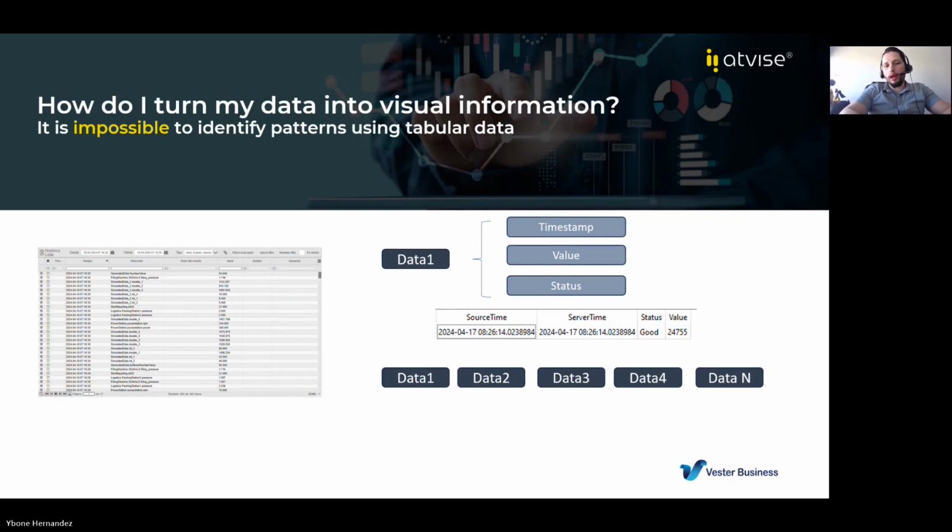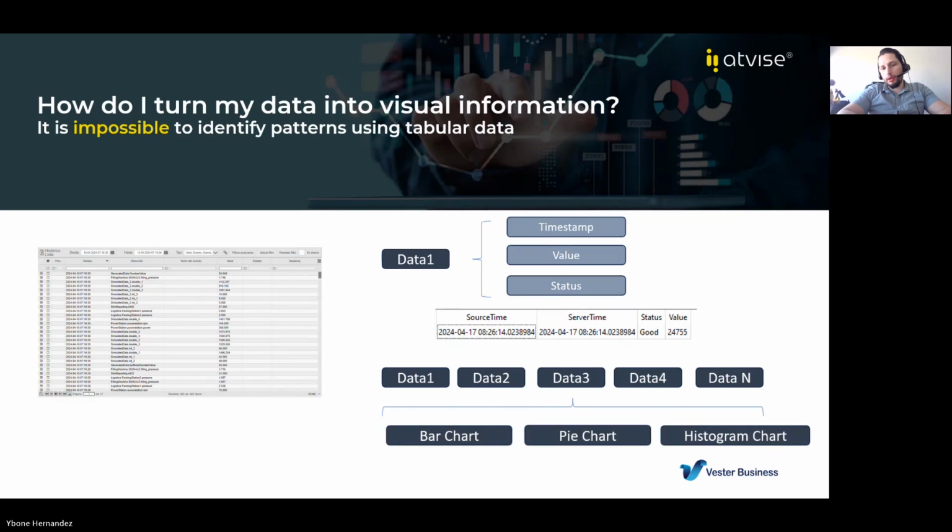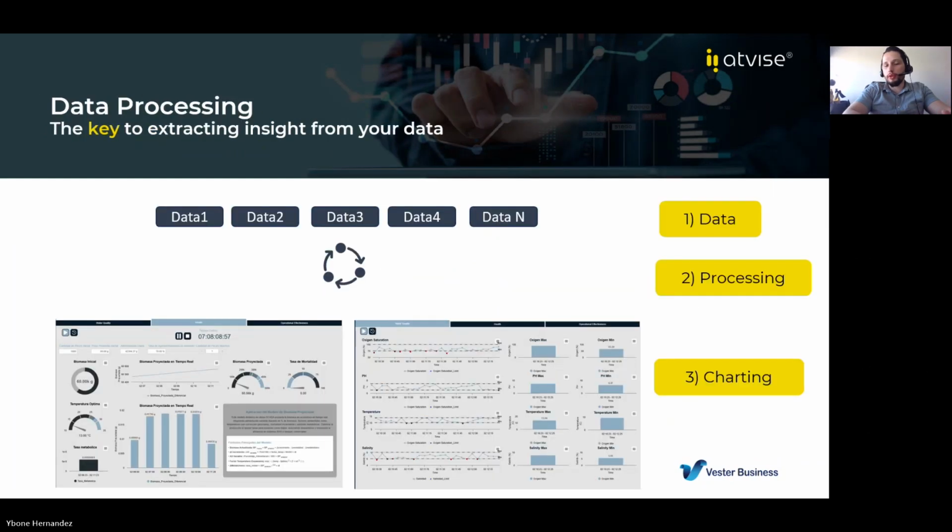And imagine that we have n number of data points. We need to define the best way to present that information. How can we present, for example, n number of data points into a pie chart? I mean, we cannot take all that data and just push it into a pie chart. That's not going to work. We need to process that information.